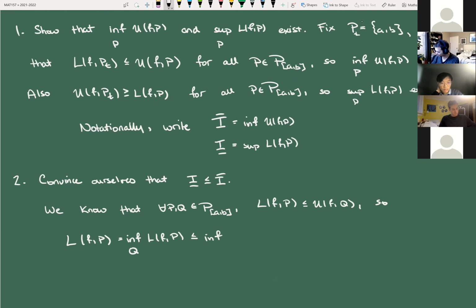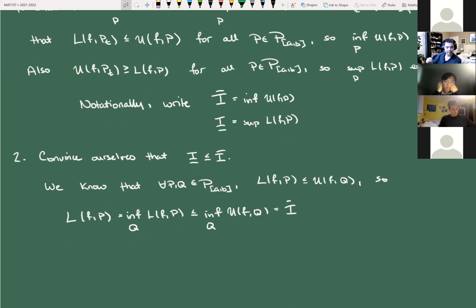And taking the infimum on both sides is going to preserve this inequality, and that's equal to I upper bar, right? So what we've got is that every lower sum is less than or equal to the upper integral, no matter what we do. Q is just a partition.